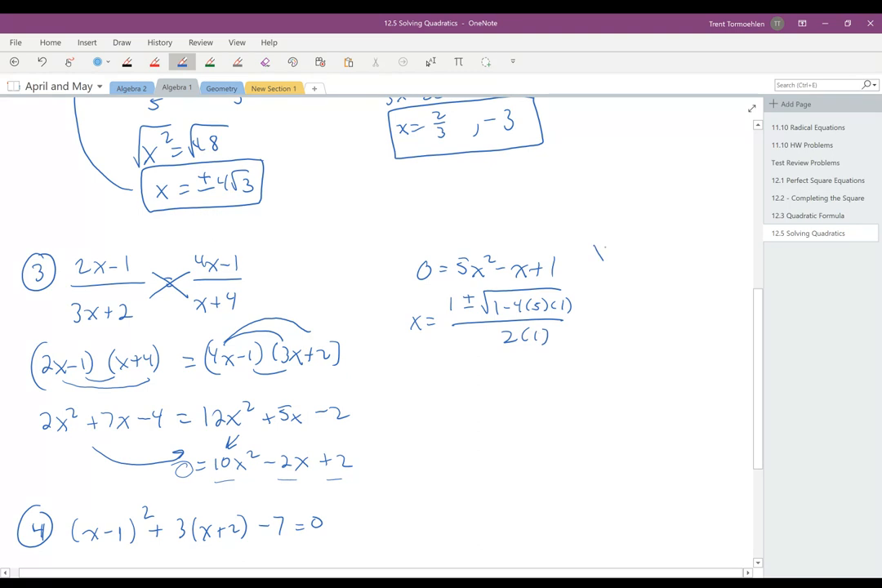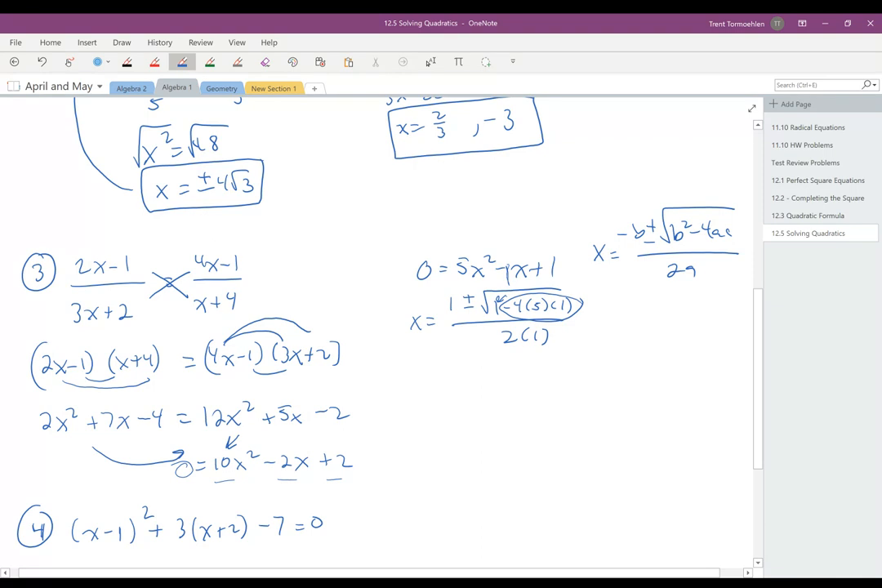Remember, here's your quadratic formula. Write it down until you know it. Right, negative b, the b value is 1 here, or negative 1. So negative of a negative 1 is the positive 1. Negative 1 squared is 1. That's that. 4 times 5 times 1. Be careful of your negative sign inside there.